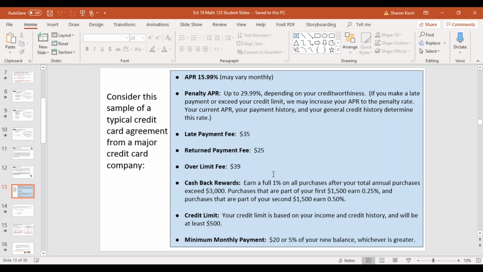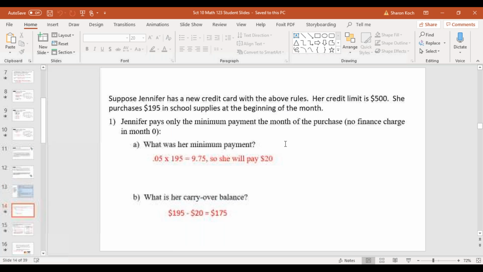Your credit limit is based on your income and credit history, and they're going to say that this is $500. And the minimum monthly payment, typically this is what they do: they have a basic amount, in this case $20, or 5% of your new balance, whichever is larger. That's typical. They usually have a minimum amount or a percentage, and you don't get a choice. You pay whichever is higher.